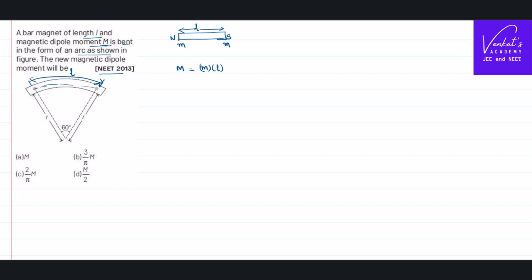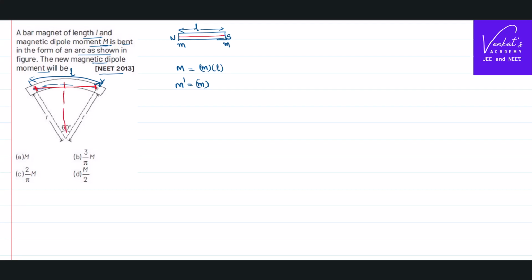right. The new magnetic moment M dash: even when you bend, the length of the magnet remains the same and the magnetic pole strength remains the same, but the distance between the poles is no more L like this, rather it is here like this, which is different from that of L. So, I have to find the distance.